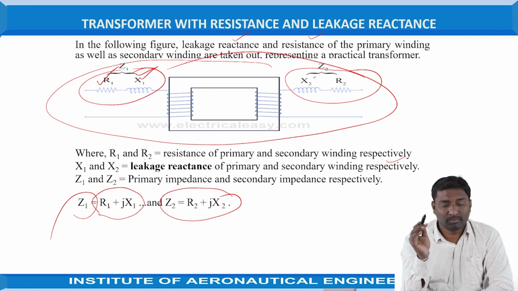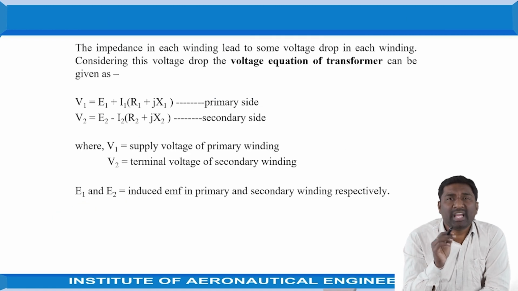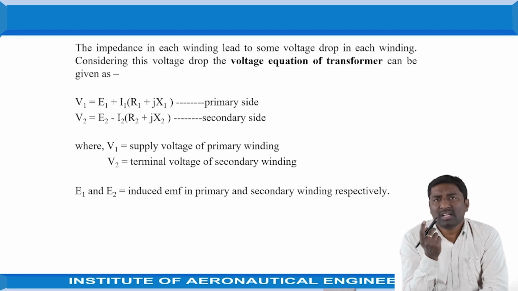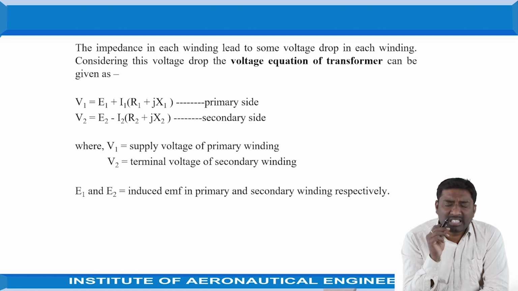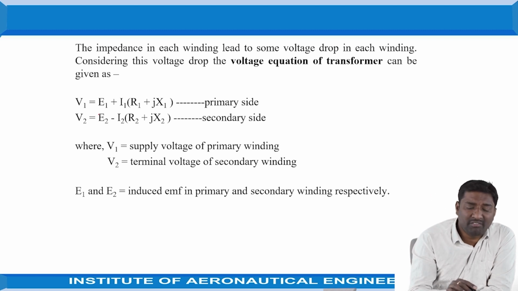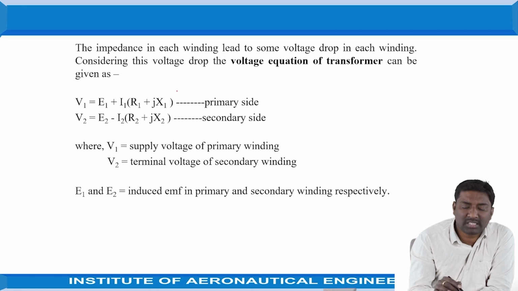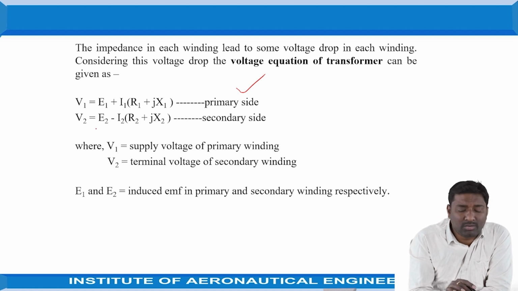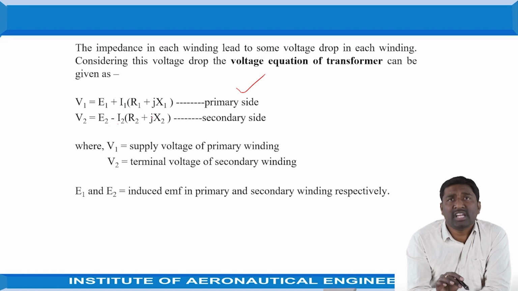So then the impedance in each winding leads to some voltage drop in the winding, either primary or secondary. Considering this voltage drop, the equation of the transformer can be given as V1 is equal to E1 plus I1 into (R1 plus j X1). This is for the primary side. And V2 is equal to E2 minus I2 into (R2 plus j X2).